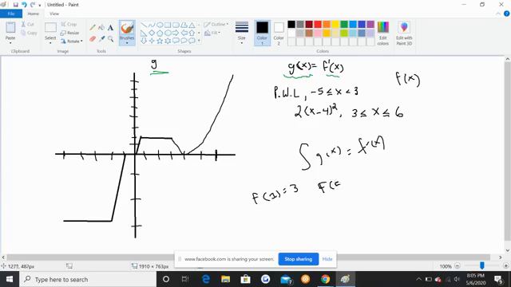So the way we're going to approach this problem is we're going to first find the area under the curve, because we know, oops, sorry, we want to find f of -5. So this is -5 here, and this is 1. So we want to find the area under the curve from -5 to 1.